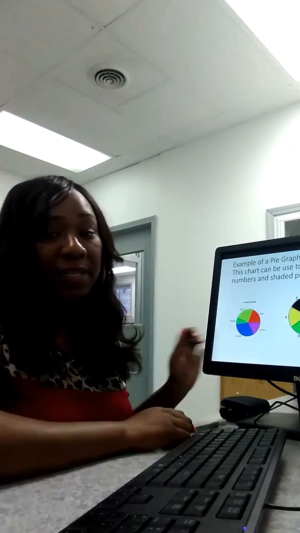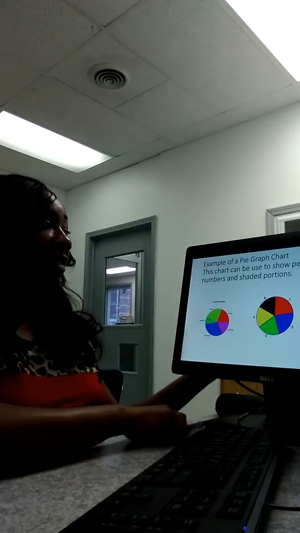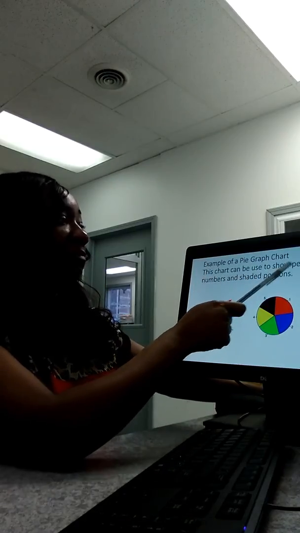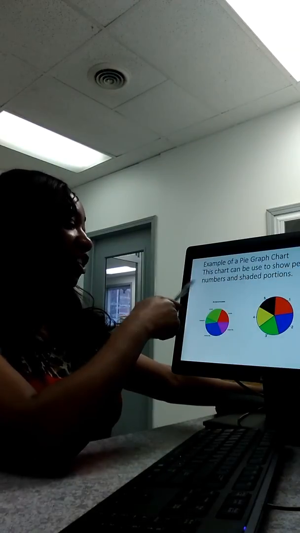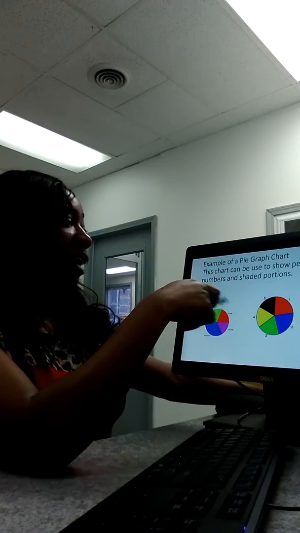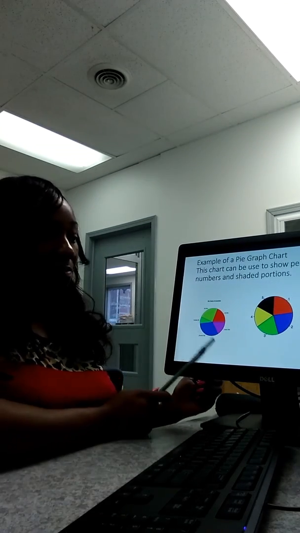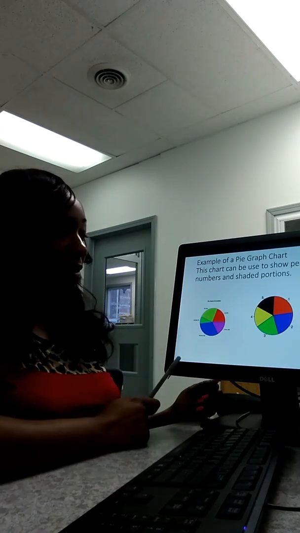I want to show you some examples of the bar chart. The first example I have here, this chart can be used to show percentage, numbers, and shaded portions. These are called a pie chart, and it gives you three different categories on how you can use them.